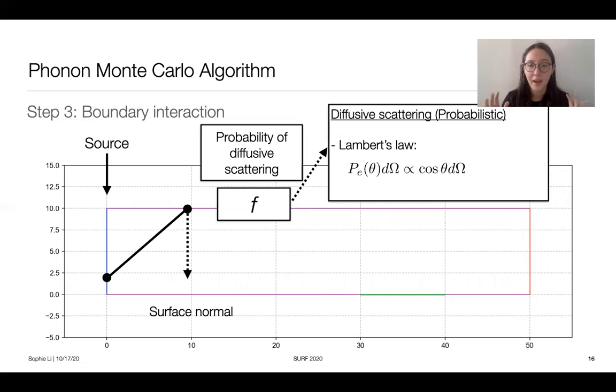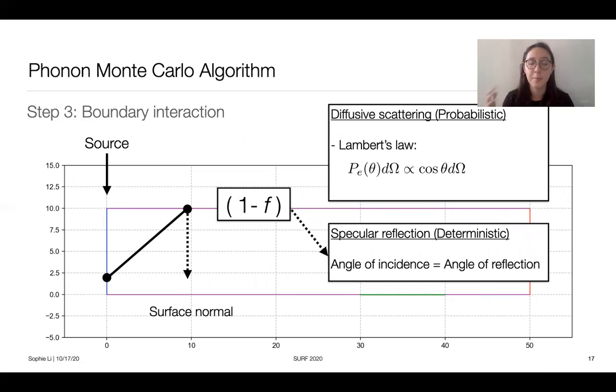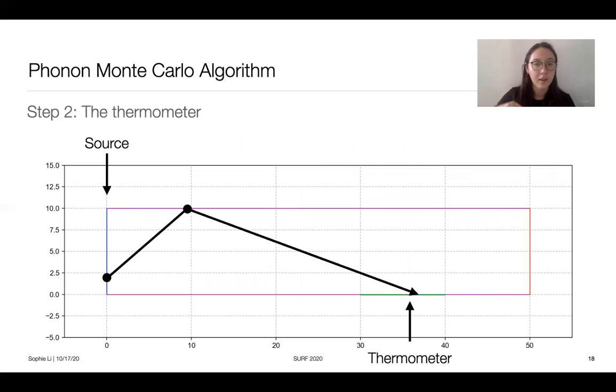So with probability f, we have that diffusive generation of the direction according to Lambert's law, which then generates a random angle regardless of the angle that it came in at. However, with probability 1 minus f, we have a deterministic specular reflection. So the angle of incidence is equal to the angle of reflection. Then we can again calculate the trajectory. Here in this image, we see that the particle has now collided with what we call the thermometer.